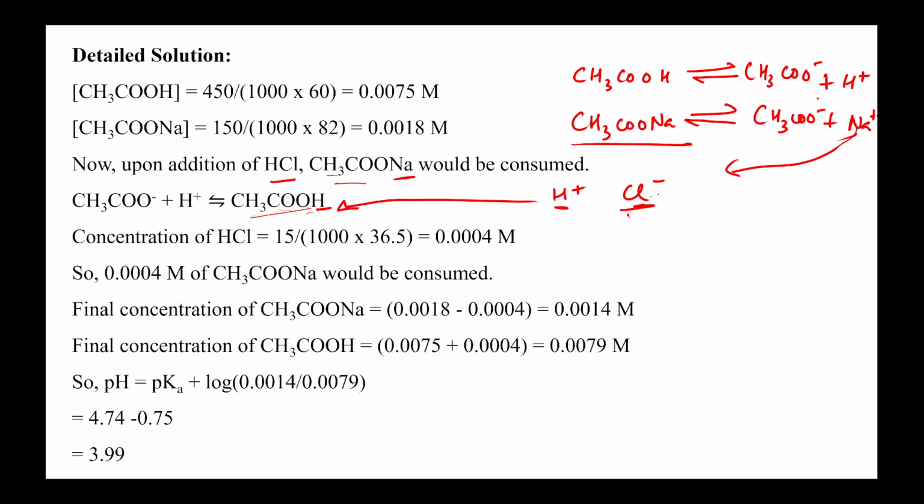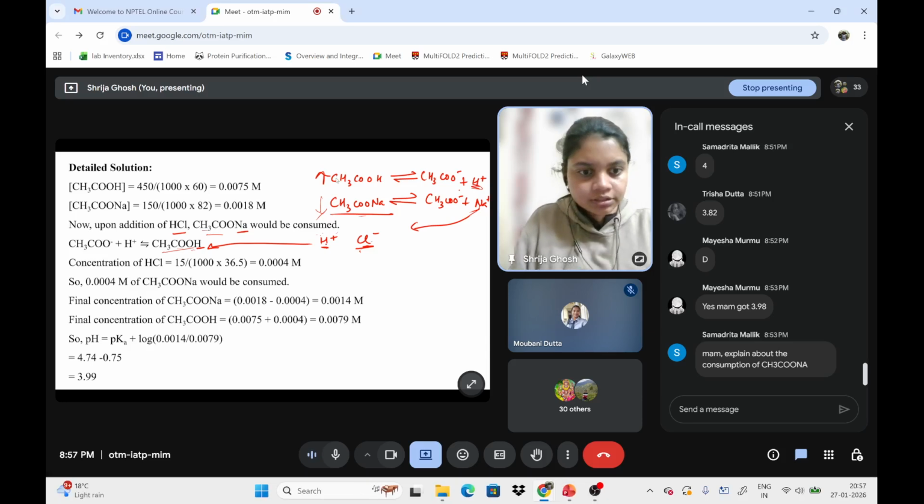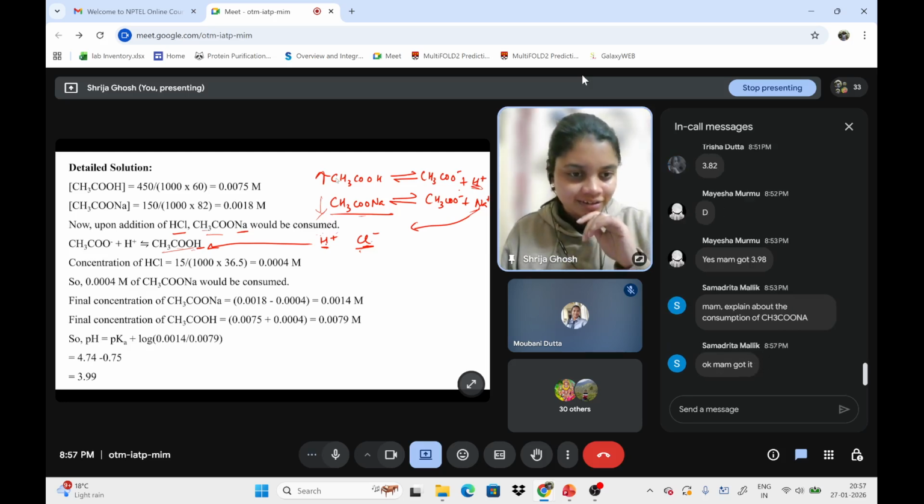Chloride ions will take up the sodium ions from the solution and decrease the effective concentration of this, whereas H plus ions will go and add in the existing H plus ion pool and increase the effective concentration of the acid. Okay, is this clear, Samadrita? If it is not clear, it's okay, you can tell me. Okay, you got it, very good.